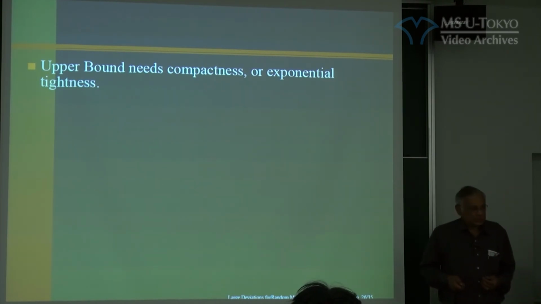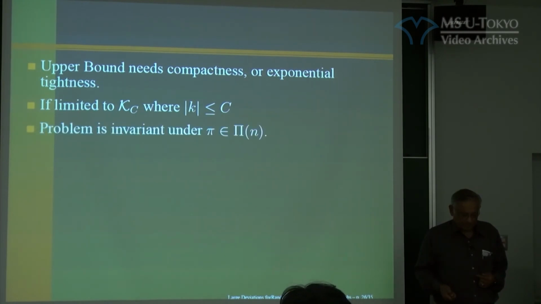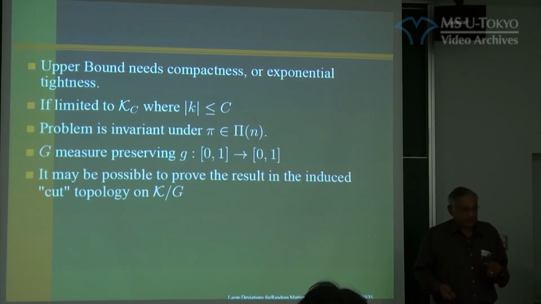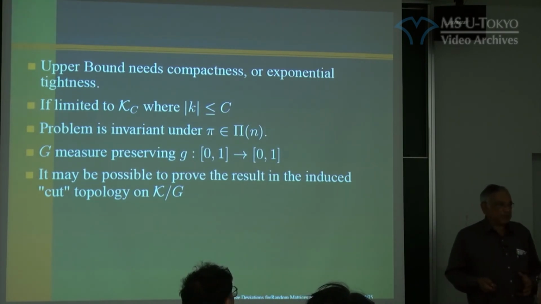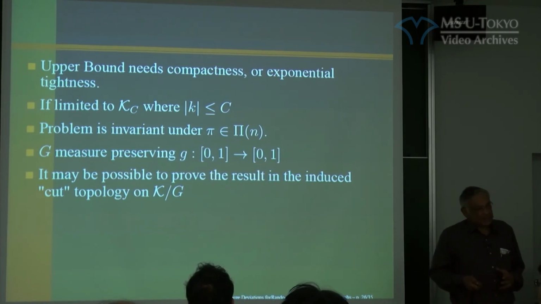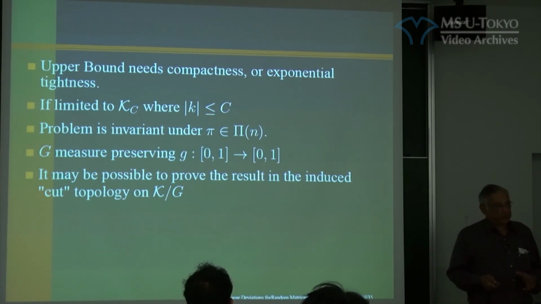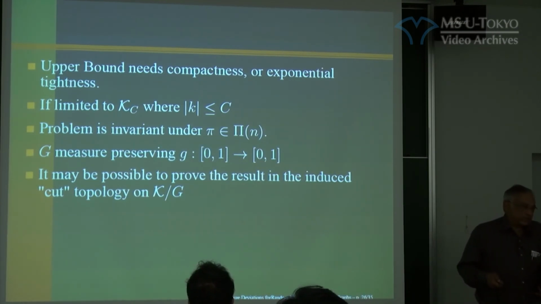So, what I should really be doing is large deviations not on k, but on k mod g. G is a huge group, k is not compact, but maybe k mod g is compact. And it does not matter for my purposes, my problem is invariant under G, I can prove my large deviation theorem on k mod G, and that would be just fine for my purpose.